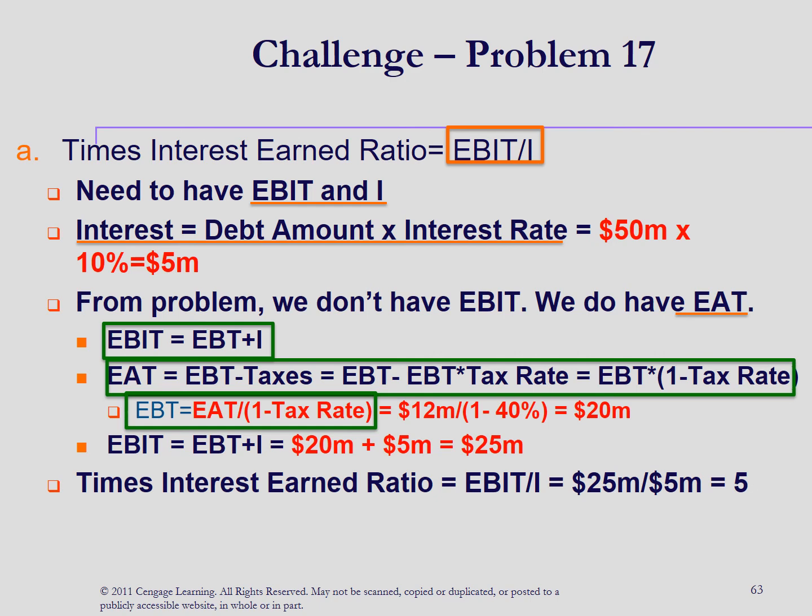We finally obtain earnings before interest and taxes by the formula: earnings before interest and taxes are equal to earnings before taxes plus interest charges. From the earlier calculation, we have earnings before taxes of $20 million, interest charges of $5 million. Therefore, we obtain earnings before interest and taxes as $25 million. Times interest earned ratio is then 5.